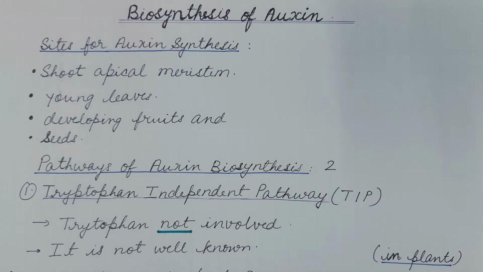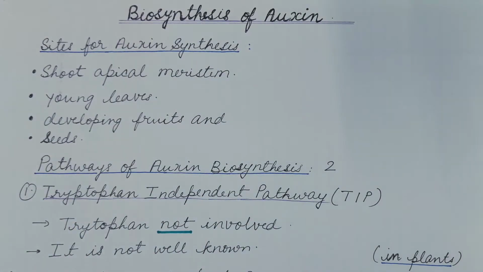Hello friends, in the last video we started with phytohormones or plant hormones. In this we discussed growth of plants and how it is regulated. We also discussed 5 types of plant hormones. Then we started with auxin, how it was discovered, the structure of auxin and physiological features. You can refer to my video, the link is given in the description box.